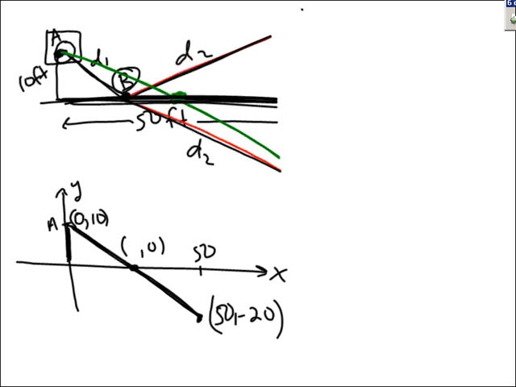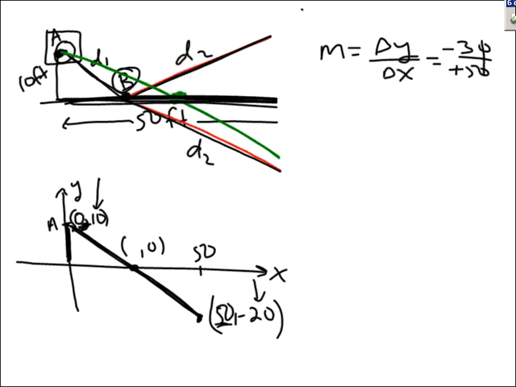First thing I'll do is I'll try to find the slope. I know that m is the change in y over the change in x. Well, if you go from 10 to negative 20, you went down, and you went down 30. And if you go from 0 to 50, you went up 50. The zeros can cancel, so m is negative 3 over 5.